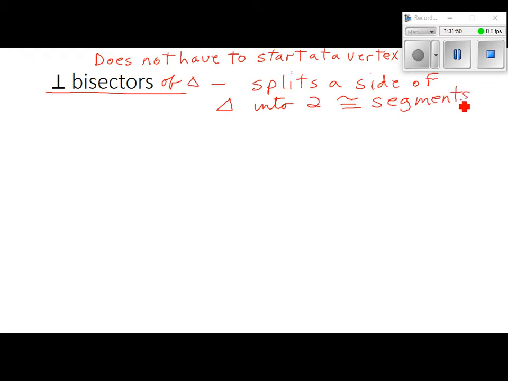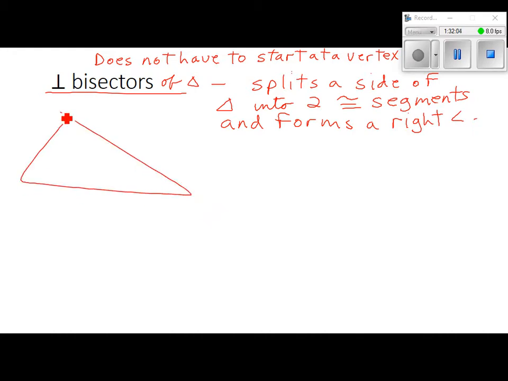And what else does it do? It forms a right angle. So if I have this triangle and I want the perpendicular bisector of this bottom segment, I find the midpoint, and then I want some line or segment that runs through that point and forms a right angle. Is it going to go like that? Is that going to form a right angle? No, it's going to run like that. So it forms a right angle, and it makes these two congruent.